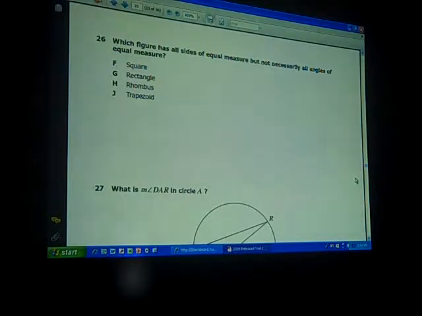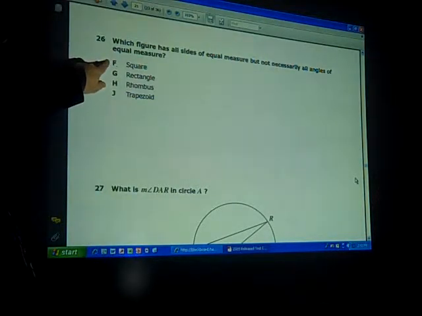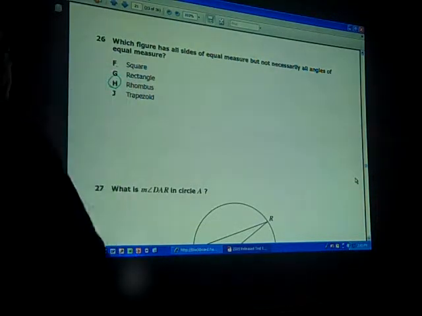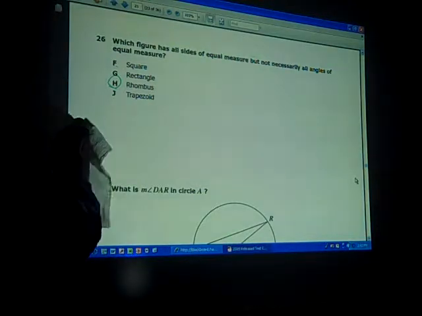All right, number 26. It says, which figure has all sides of equal measure, but not necessarily all angles of equal measure? Okay, we know the square has all sides of equal measure and all angles, so it's not that one. Rectangle doesn't have all of the same sides. Rhombus has all equal sides, but not all equal angles, so there's your answer right there. H.